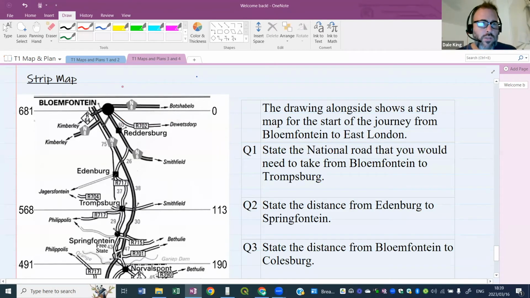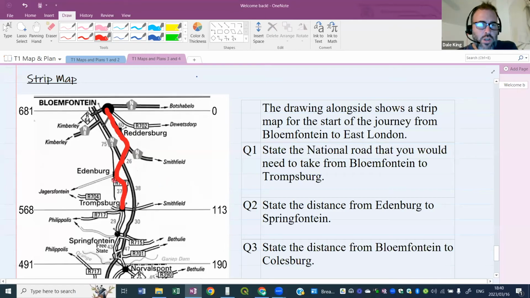Then you travel along and I'm going to draw a thicker line. So you start from Bloemfontein and maybe you go this way, and then you join this road over here, and then you continue on your journey. In fact, let's say you didn't join the highway and you continued along this road, and you get to this town called Trompsburg.